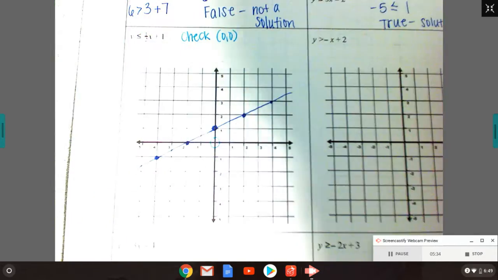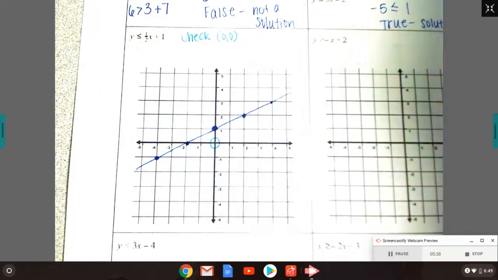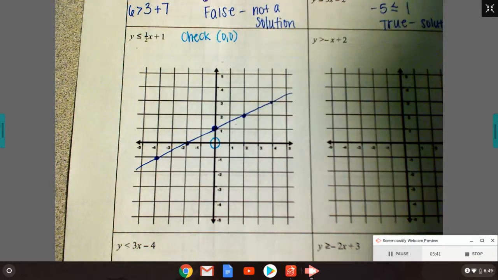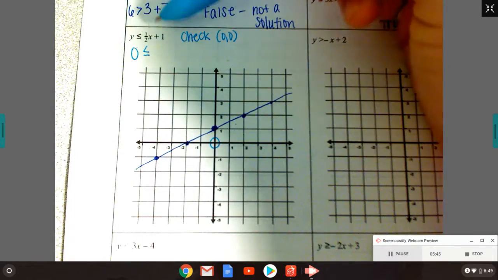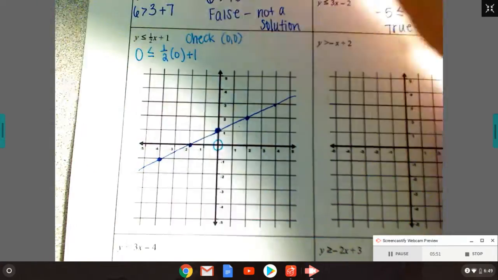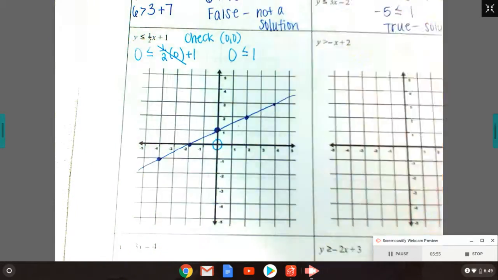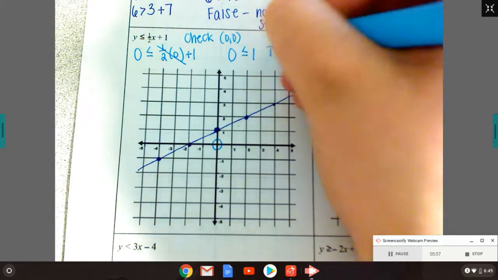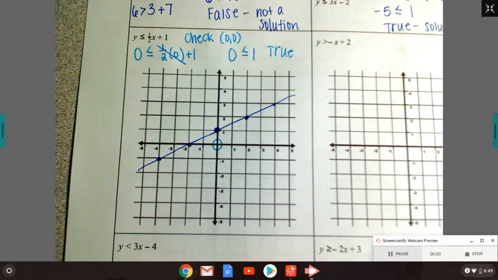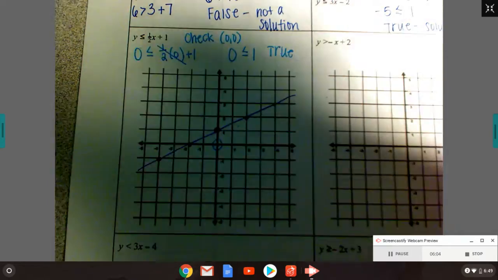So we're going to check 0, 0. What I mean by that is: is 0, 0 a solution to this inequality? So plug it in like we did before. x is 0 and y is 0. So I've got 0 less than or equal to 1/2 times 0 plus 1. I can get rid of that. I've got: is 0 less than or equal to 1? That's true. And we said a true statement means we shade that side. So this is the side that I want to shade.